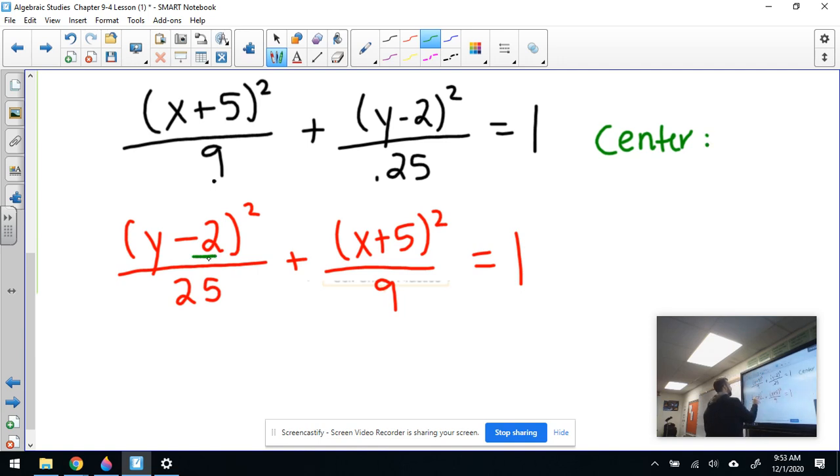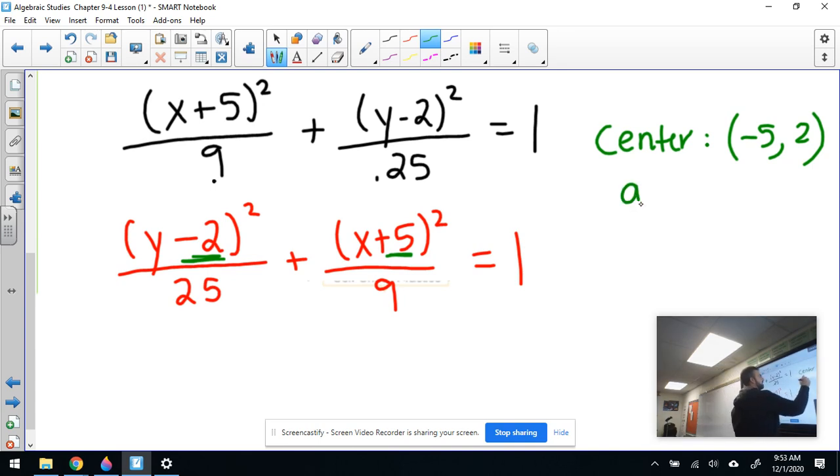Okay, well, remember y was always with k, and x was always with h. So our equation was x minus h. So x plus 5 would be minus a negative 5, so h would be negative 5. And then k was y minus k, so in our case, y minus 2, so k is 2. So now we have our center. Awesome, we have our center.